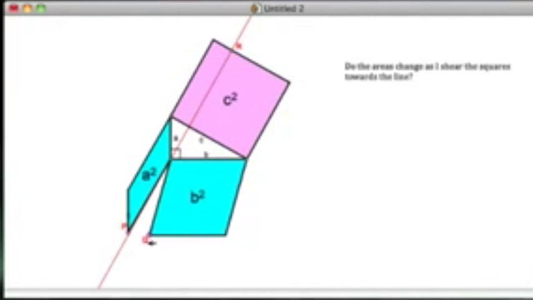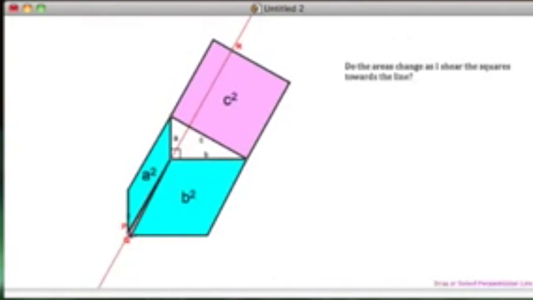But what I want you to think about is that question on the side, are the areas changing as I shear the squares towards the line? Let me pull this one out a little more. There we go, we're on the line. You've noticed I've created a polygon.